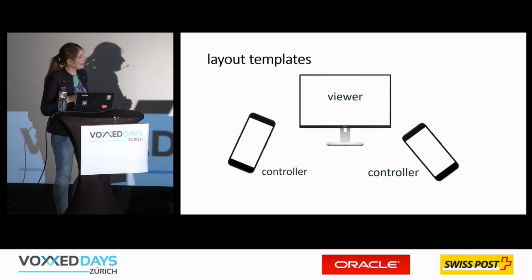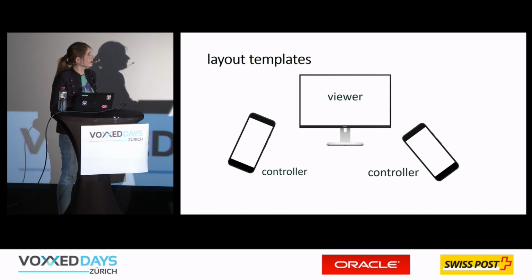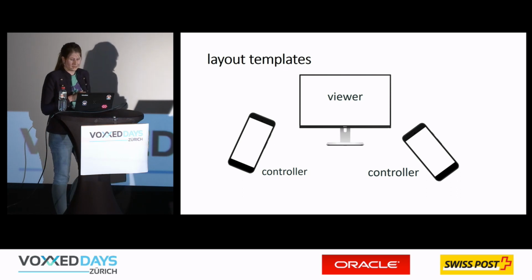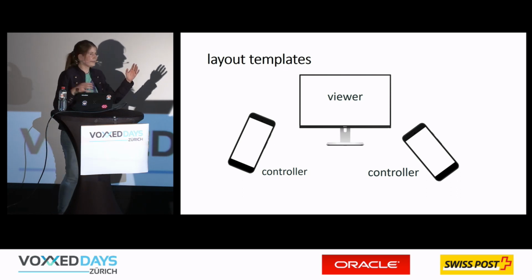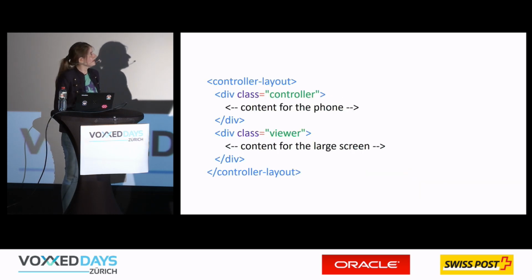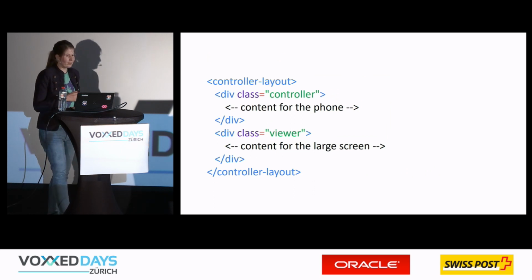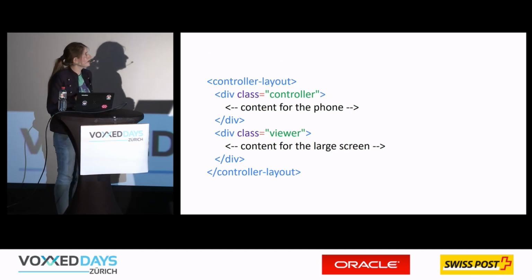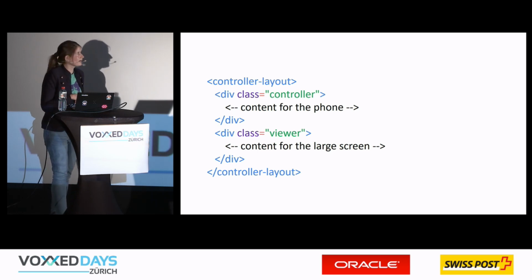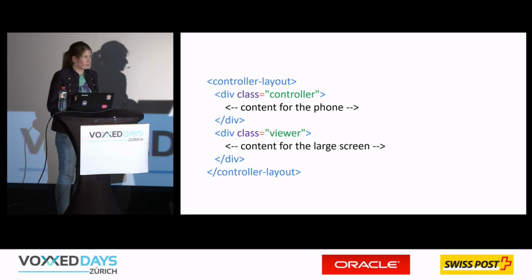For example, here we have a remote control pattern where we have controller devices, typically phones, and viewer devices like larger screens. And you could say, this is the pattern that my application uses. And as a developer, this is the code you would need to write. So you have to wrap it in this custom component. And then you have to annotate any content that should go to the controller devices with a controller class. And similarly, you need a viewer class for anything that should go to the viewer devices.